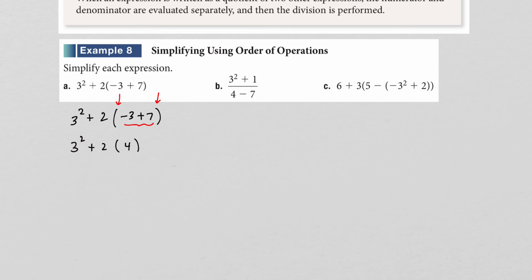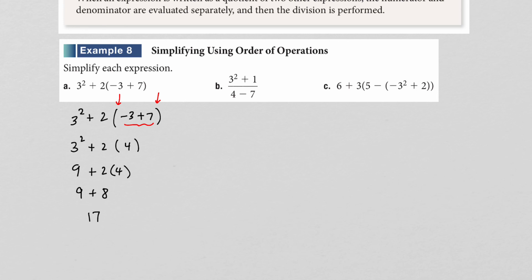So we're supposed to do the exponent and then the multiplication. Now technically you can do those at the same time because they are separate from each other, but we'll be very careful in this first go around. So 3 squared is 9, and then we have plus 2 times 4. Now between addition and multiplication, you do multiplication next. So 2 times 4 is 8. This is 9 plus 8. And 9 plus 8 is 17.